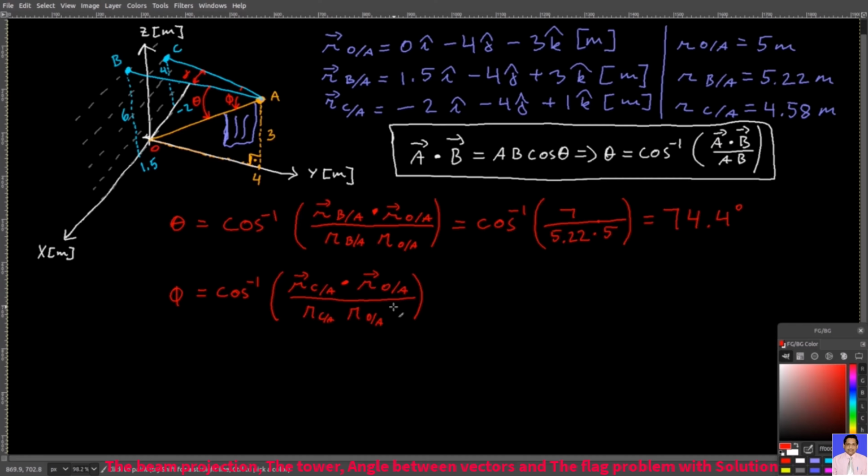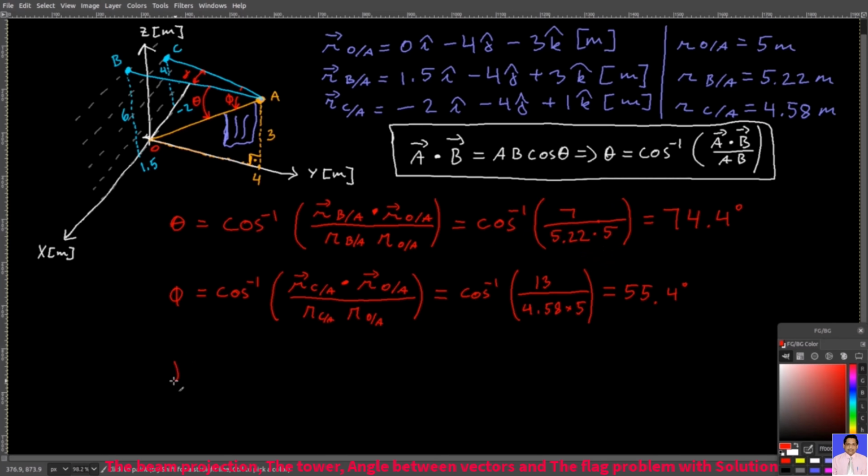Then phi equals inverse cosine, and now you dot these two vectors, RC with respect to A and RO with respect to A, and you multiply together their magnitudes. And so you have inverse cosine, and then you have 13 over 4.58 times 5, and that will give you 55.4 degrees. Note that since you're multiplying together two displacement vectors, then here you will have meter squared, and also here you will have meter squared. And then when you divide them, the meter squared will get cancelled. So here you will have a dimensionless ratio, which is exactly what you need for your inverse cosine.